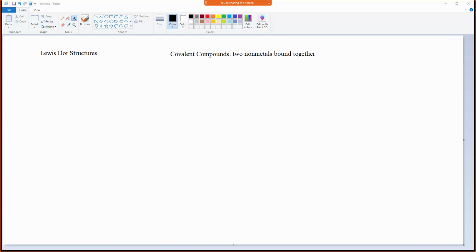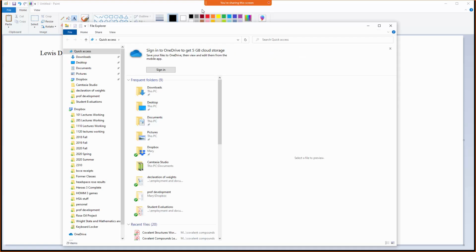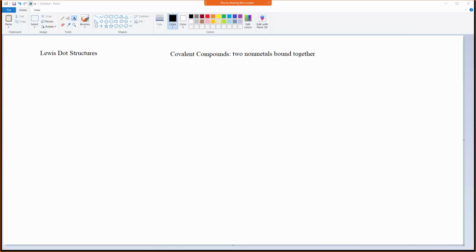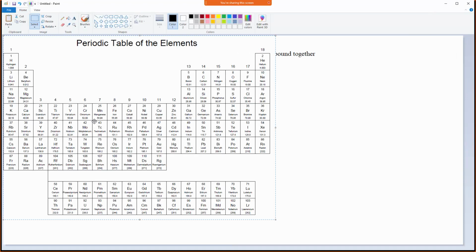So let's start with some very simple Lewis structures. Essentially what we do is we look at the periodic table and we see how many valence electrons an atom has, and then we put dots around the atom to indicate the number of valence electrons. So I'll let you guys help me remember how do I look at the periodic table and know how many valence electrons something has?